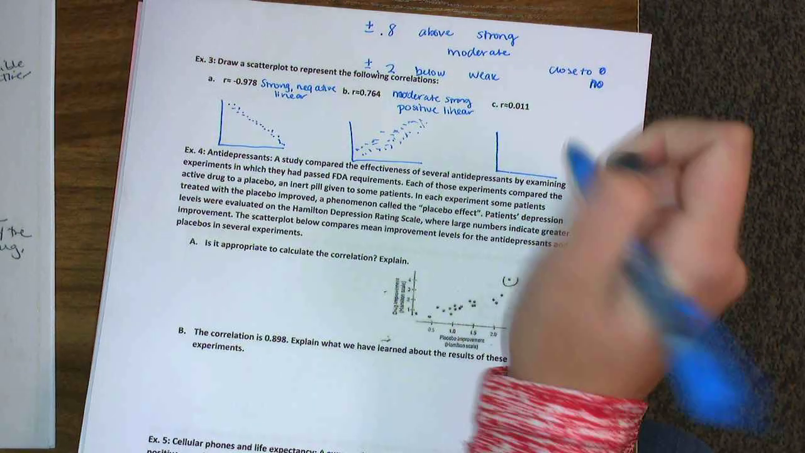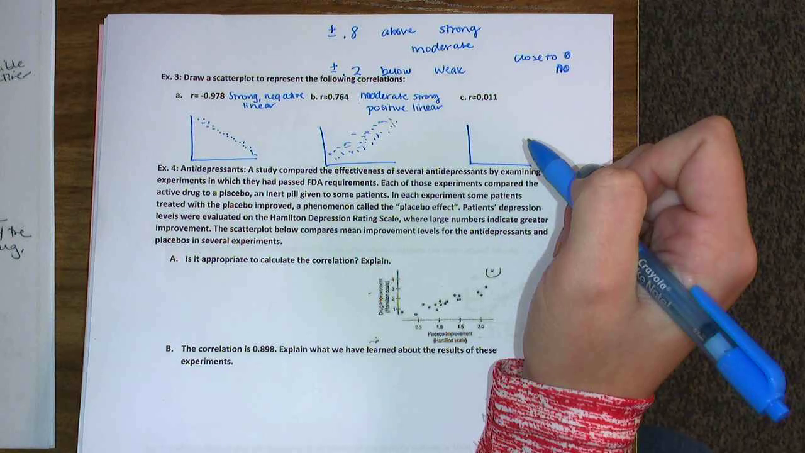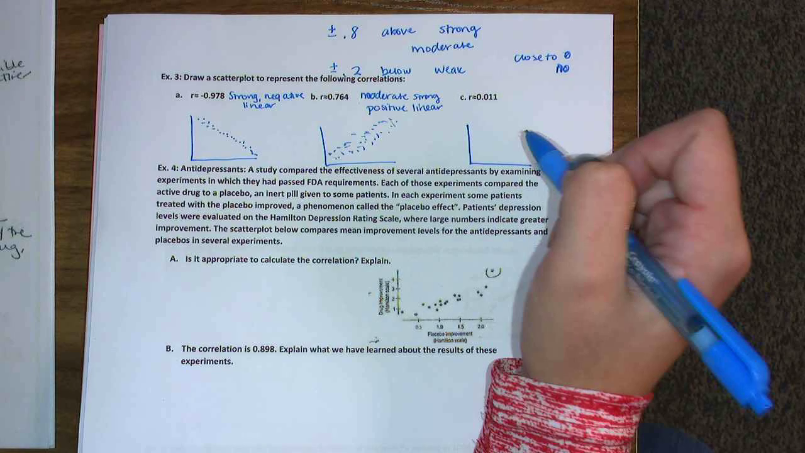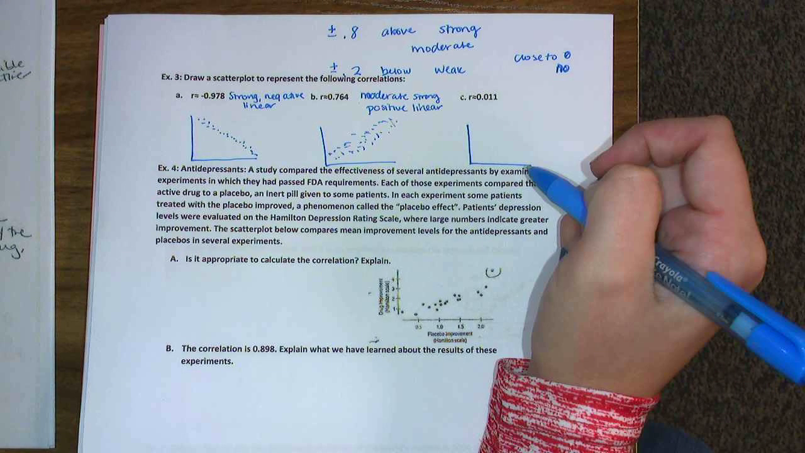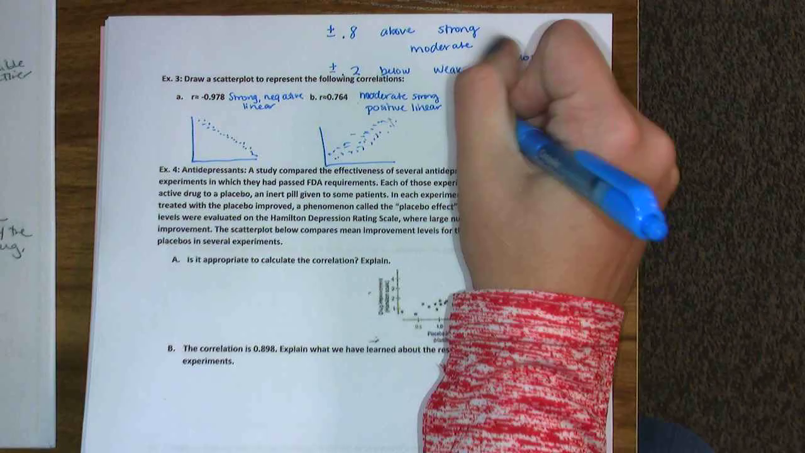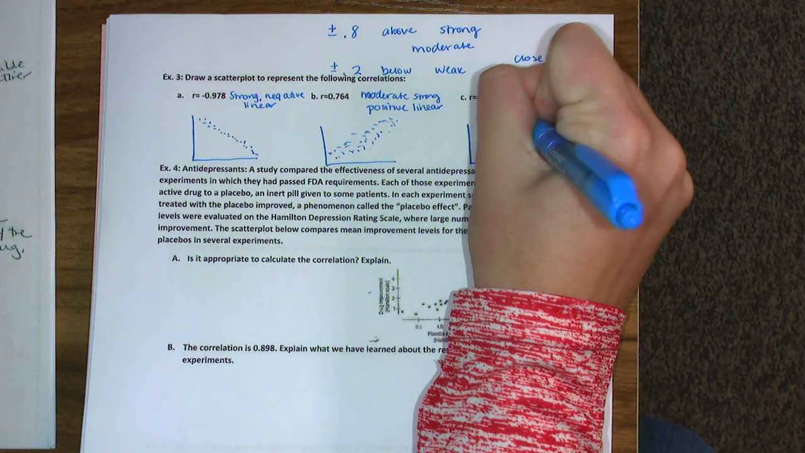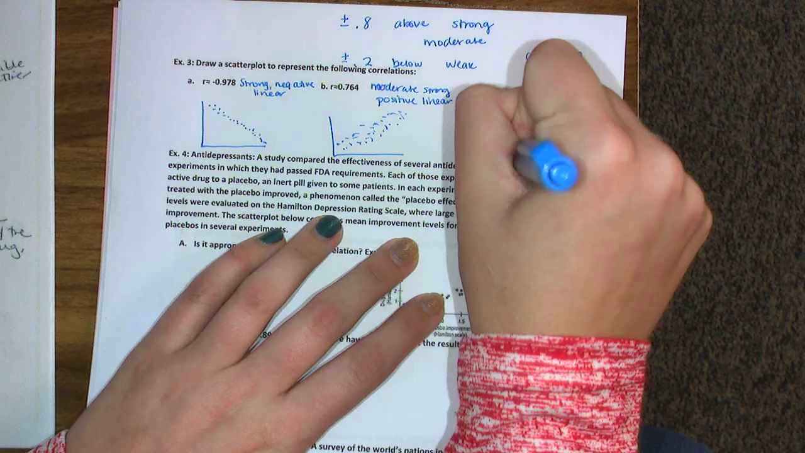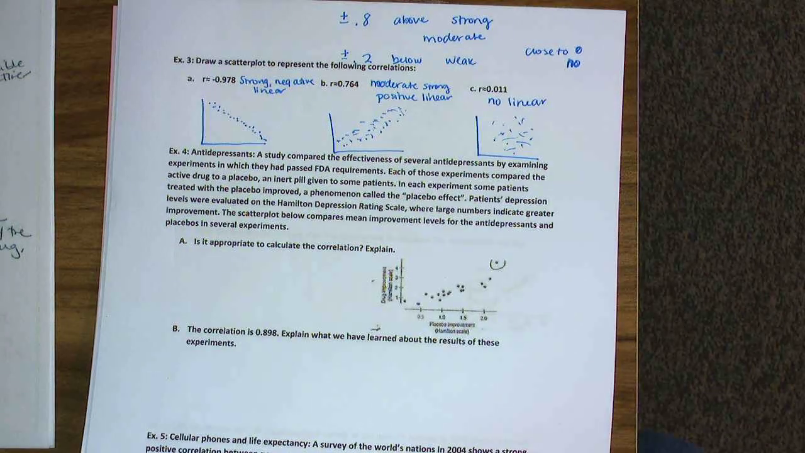All right, what would this one be? Real weak or what? If it's close to 0, no linear. So then just there you go. It is fun.